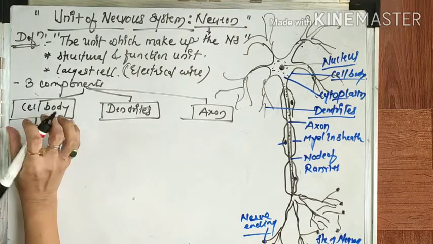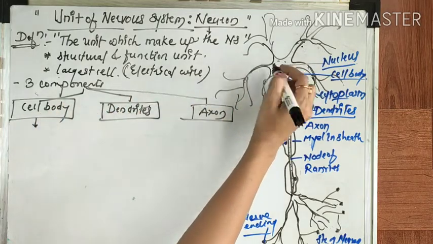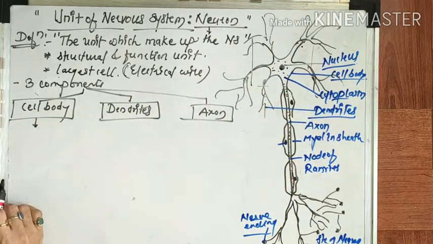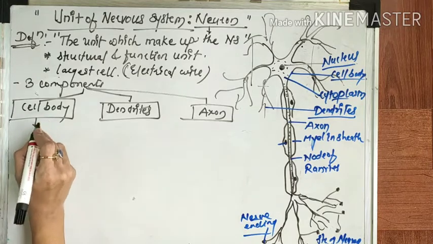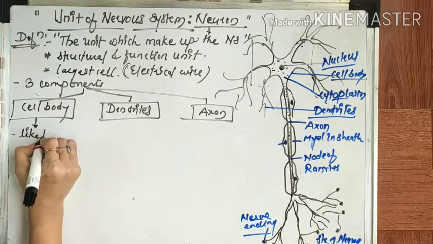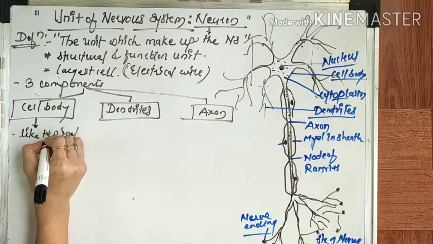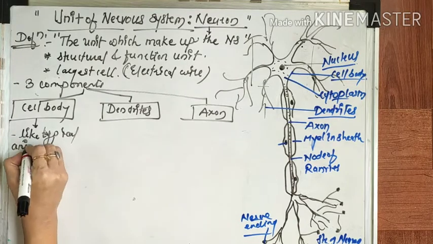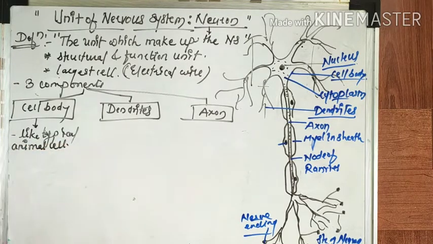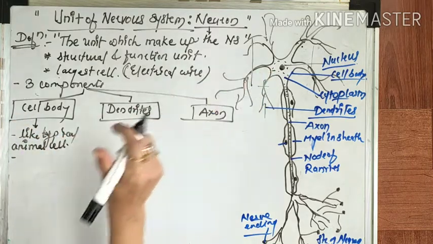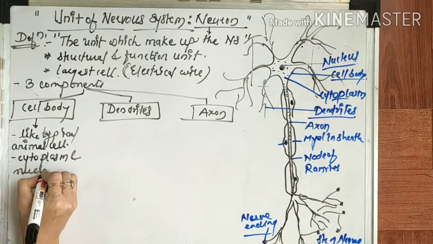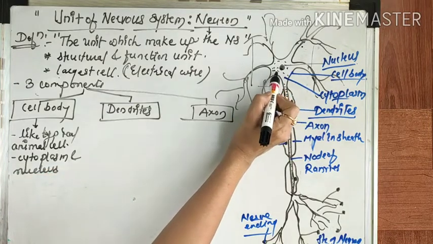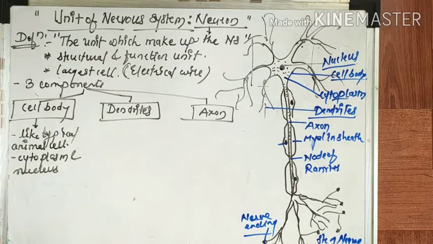So here, first we will see the cell body. You can see the structure. Okay, that is called the cell body. So the cell body of a neuron is like a typical animal cell. Okay, and you can see that it contains cytoplasm and nucleus. You can see this is the nucleus and this is the cytoplasm. So see, the cell body is just like a typical animal cell. It contains cytoplasm as well as the nucleus.